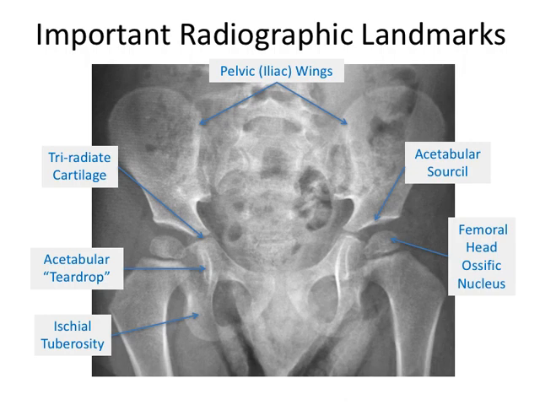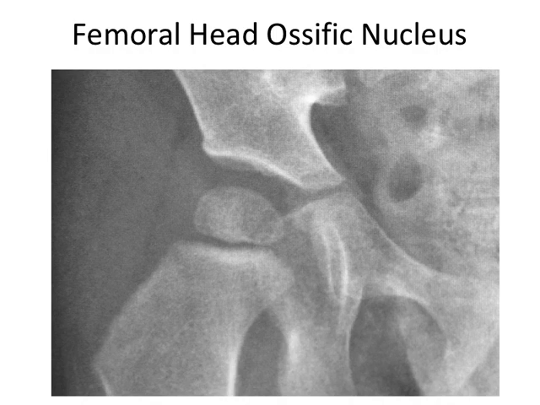And then the ischial tuberosity is also part of the pelvis. And the obturator foramen is the circle that you see down below. The acetabular sourcile is the weight-bearing dome of the acetabulum. And the femoral head ossific nucleus, as I described earlier, is the sort of growth center of the proximal femur. So let's go into each of these in more detail.